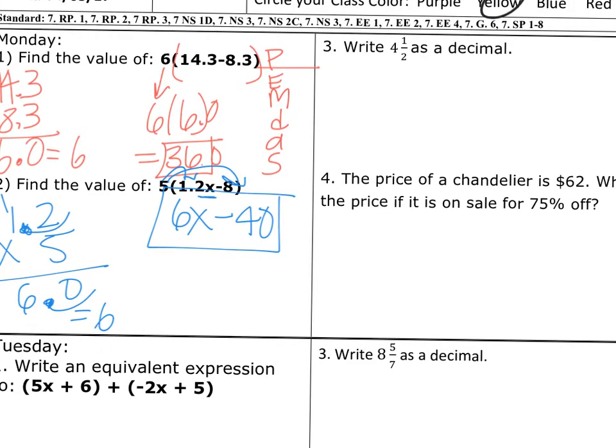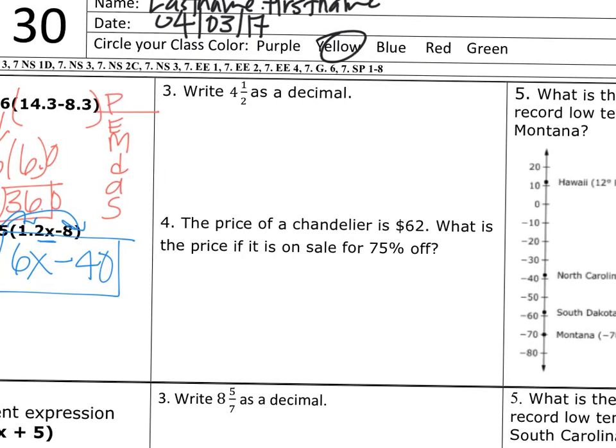Okay, moving on to number 3. So number 3 is kind of review. I mean, this is all review, but you want to turn this mixed fraction into an improper fraction in order to get the decimal. So in order to make this mixed fraction into an improper fraction, we have to multiply these two numbers together, the denominator by the base, plus the numerator. So 4 times 2 is 8. 8 plus 1 is 9, so we have 9 over 2.